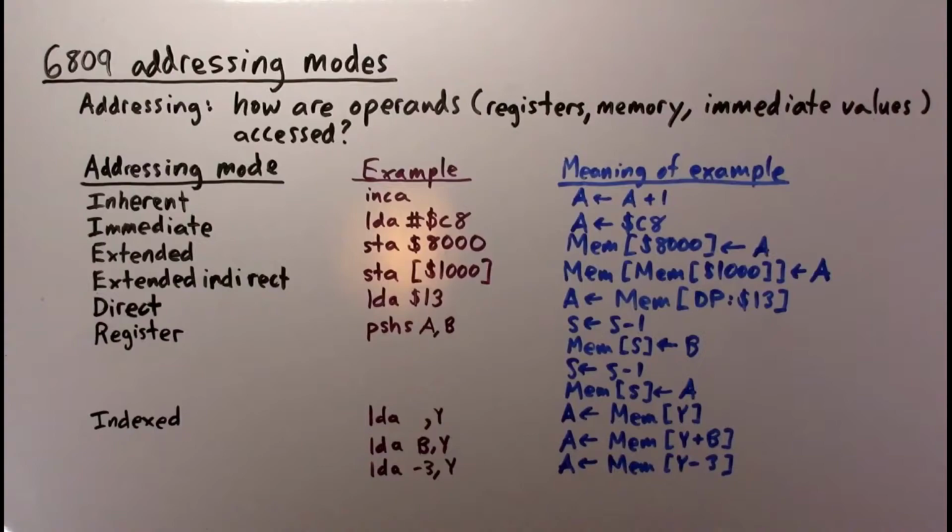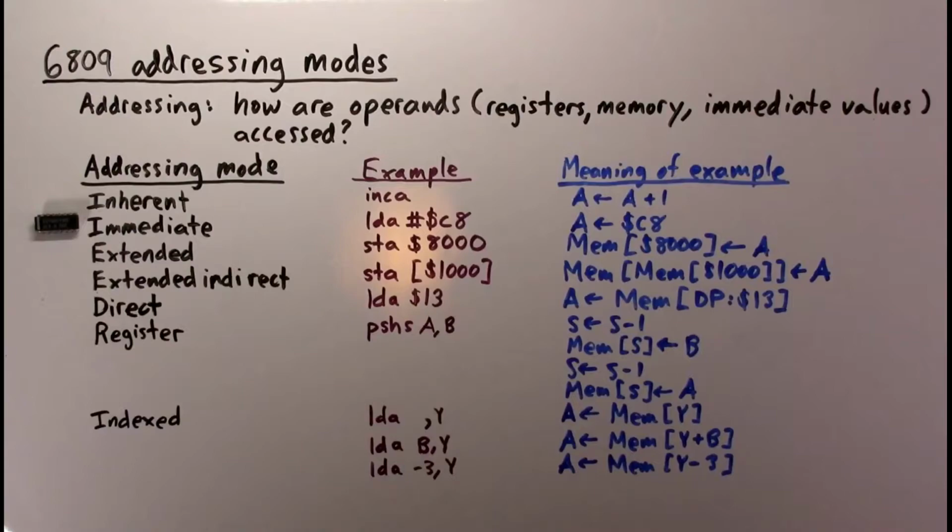Next, let's discuss the 6809's addressing modes. The addressing mode used by an instruction determines how it accesses its operands. The types of operands are registers, memory locations, and immediate values. In the inherent addressing mode, the instruction opcode completely specifies its operand. As an example, the INCA instruction increments the value in the A register by 1.